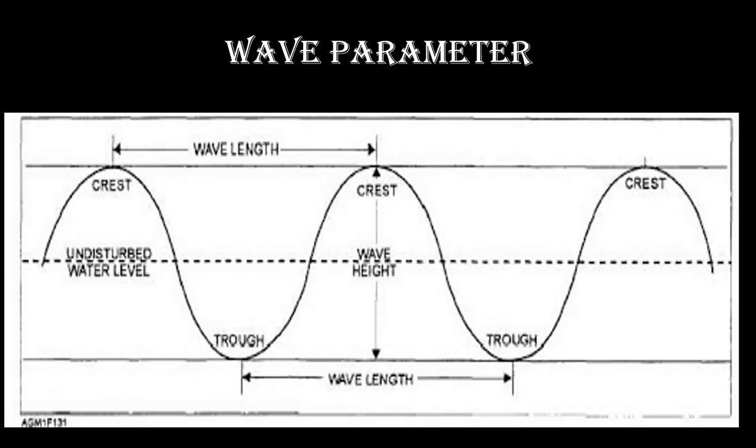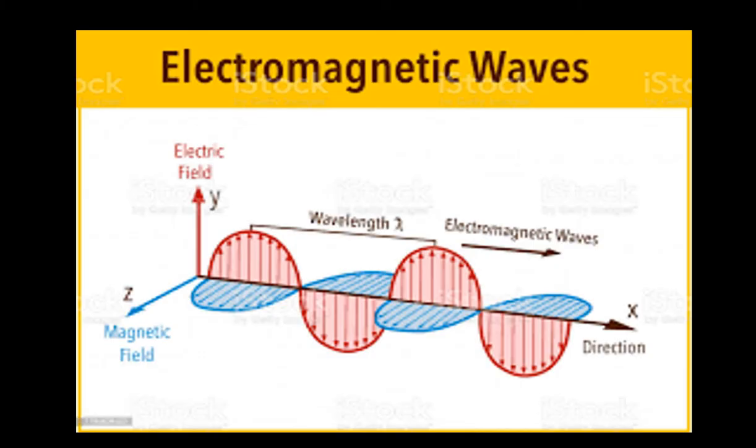Here the wave parameters are shown in the diagram. Wavelength lambda is the distance between two successive crests, or it may be the distance between two successive troughs, which is shown in this diagram. Now the diagram of the electromagnetic wave shows how it passes along the x-axis in the direction given, and the distance between two successive crests is nothing but the wavelength lambda. On the y-axis the electric field is shown, and on the z-axis the magnetic field, showing how it develops.